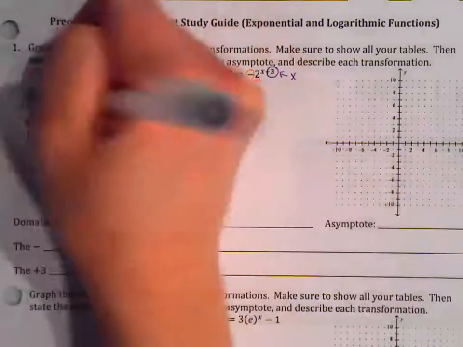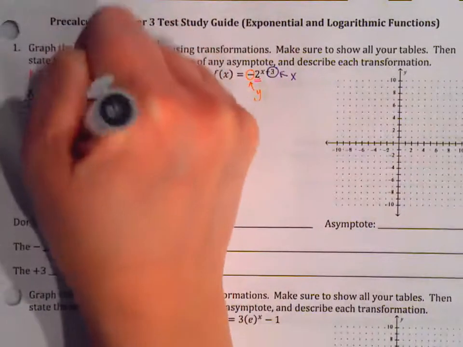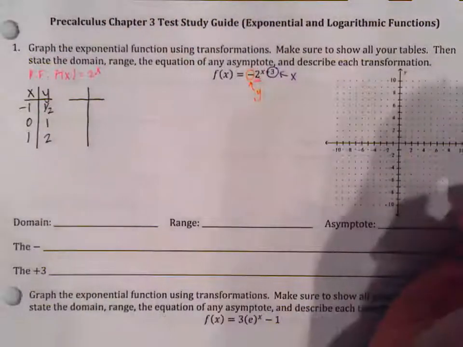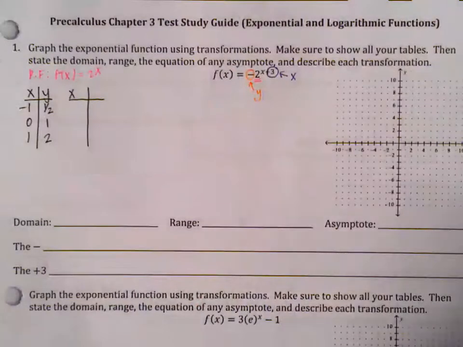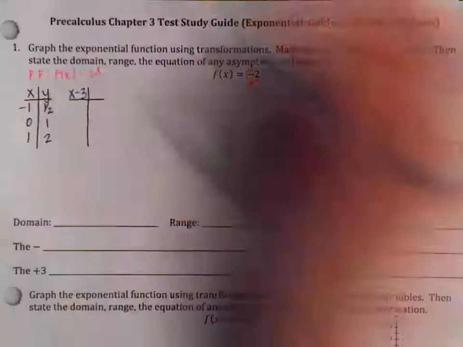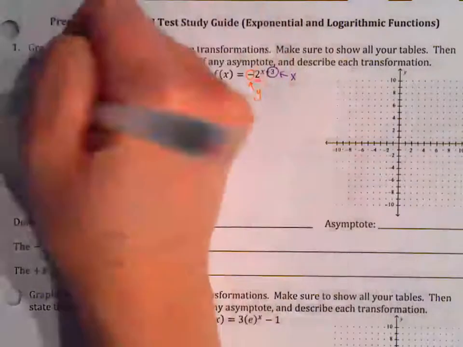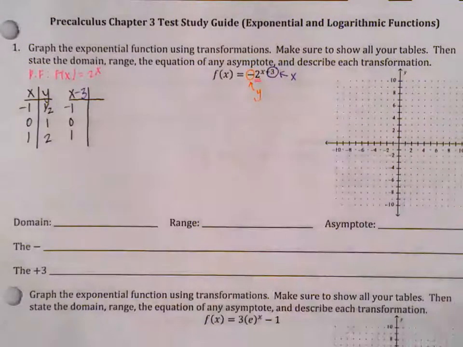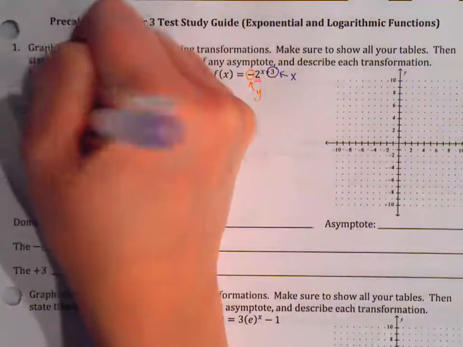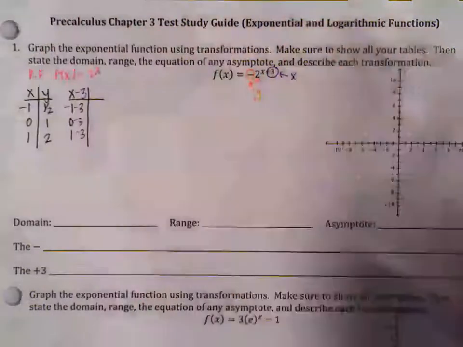So that means to our parent function tables, when it's a change to x, we do the opposite operation. So instead of adding 3 to all of my x values, we are going to subtract 3 from all of my x values. So from -1, 0, 1, my original x values, I'm going to subtract 3 from everything.